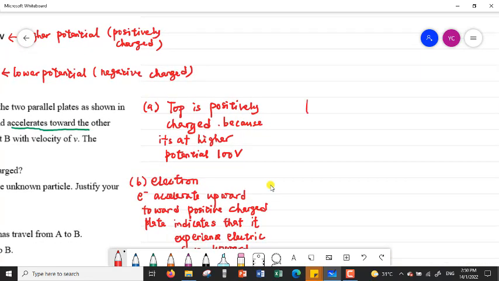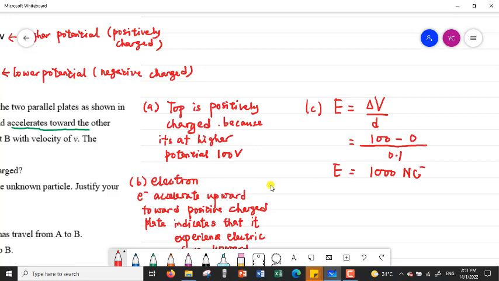So for question C, we calculate the electric field strength by using the equation E = delta V over d. The potential difference between the two plates is 100. How do we get 100? Because the upper plate is 100 volt minus the lower plate is 0 volt, so we get 100. Then the separation is 0.1. So I get the electric field strength is 1000 Newton per Coulomb. Okay, then we have solved question C.